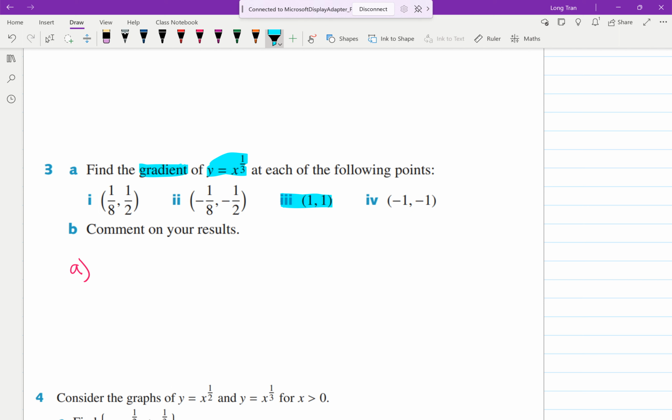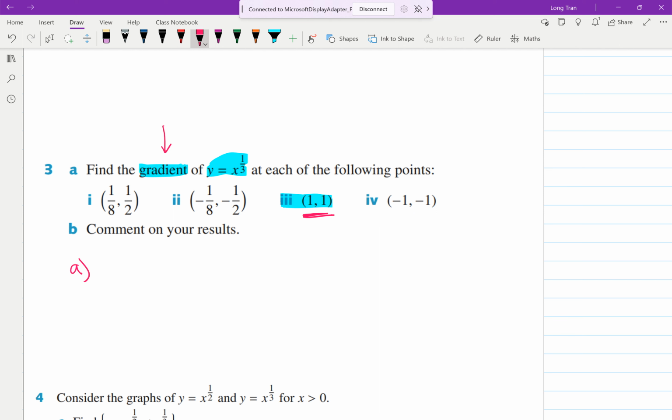Okay, so what are they asking you to do? How are you going to answer this question if they told you the point is at 1, 1, you've got a function of y equals x to the power of a third, they want you to find the gradient? How do you do it? Have a go with this.